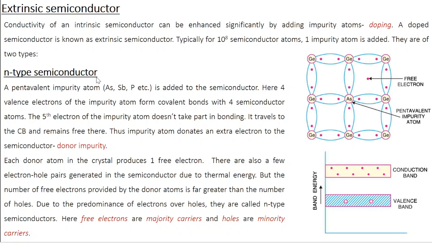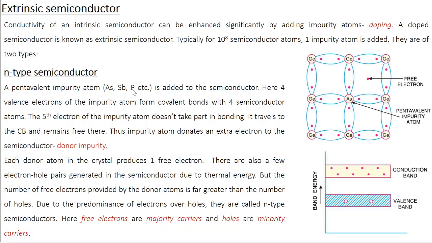So as I said, an intrinsic semiconductor like silicon has 4 valence electrons, so each silicon atom forms 4 covalent bonds with 4 neighboring silicon atoms. Now in the case of an N-type semiconductor, you add a pentavalent impurity atom to the semiconductor crystal. Pentavalent means the outermost shell has 5 electrons, like arsenic, antimony, or phosphorus.